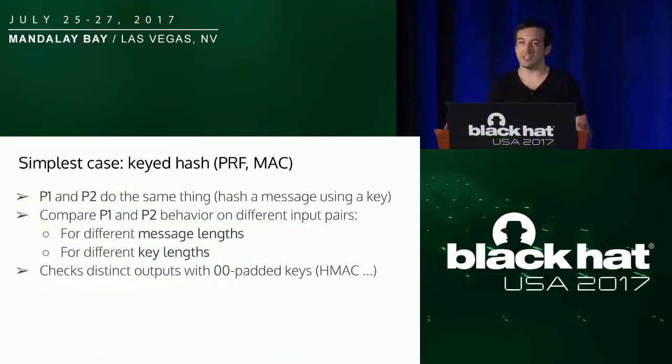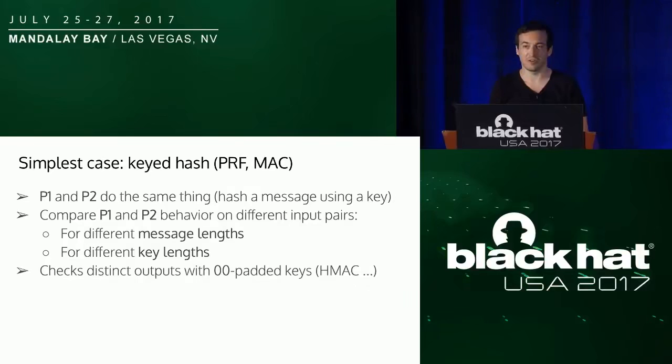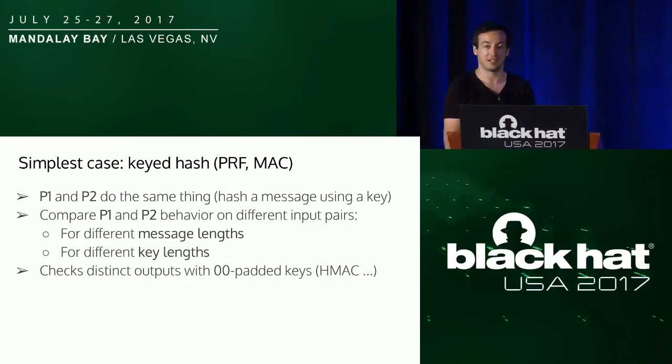So again, the simplest case is that of a hash function or a keyed hash function. A keyed hash function is like a hash function, but you have a secret key, a secret parameter, so you can only compute the output if you know the secret key. A PRF, or pseudo-random function, or a MAC, they're essentially keyed hash functions.